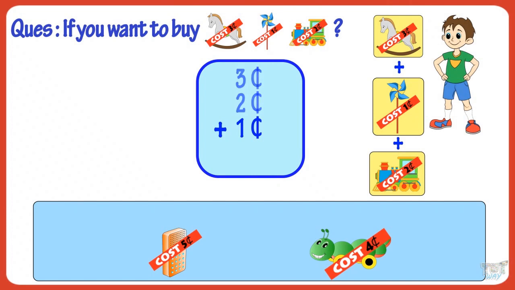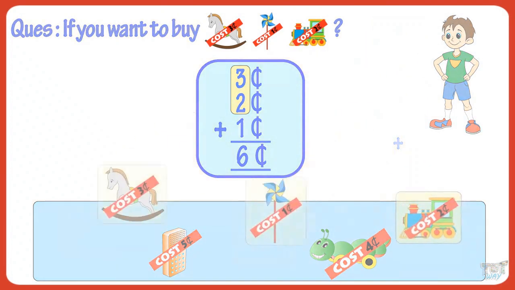Adding 3 and 2, we get 5. Adding 5 and 1, we get 6. So we will pay 6 cents for these 3 toys altogether.